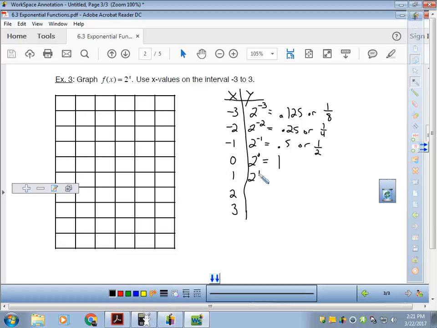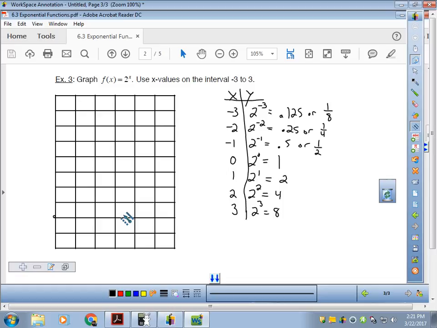Alright, 2 to the 1st power is 2. 2 to the 2nd power, that's 4. And 2 to the 3rd power, that's 8. Now, since we're going all the way up to 8, I do want to make sure that this was high enough. So if this is 8, 7, 6, 5, 4, 3, 2, 1, 0. So this right here is 0. So when I draw my axis lines, this is where I'm going to draw my x-axis, and then I'll draw my y-axis here in the middle.